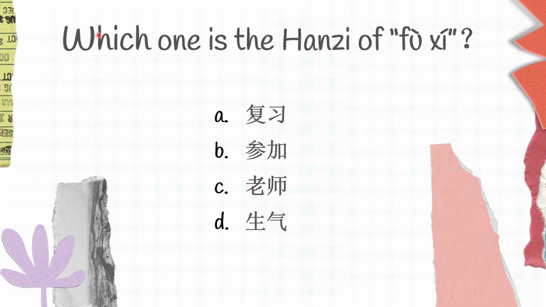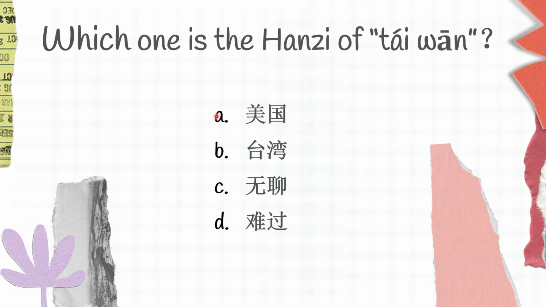The first question, which one is the hanzi of Fu Xi? Do you guys still remember? A is 复习 B 张家 C 老师 D 生气 and 复习 is A.